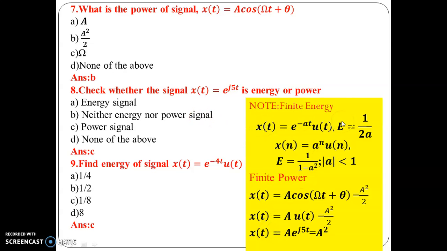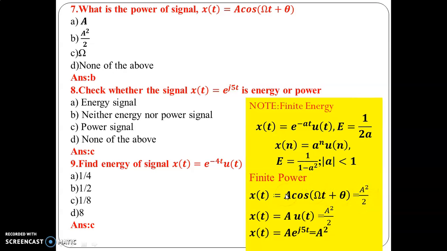Similarly, signals of this type, x of t equal to e power minus at u of t, x of n equal to a power n u of n, such signals have finite energy. So this type of signals are referred to as energy signals, and this type of signals are referred to as power signals, right?